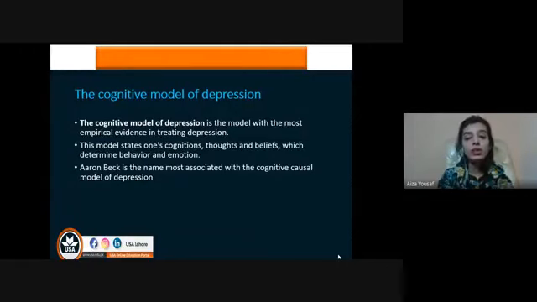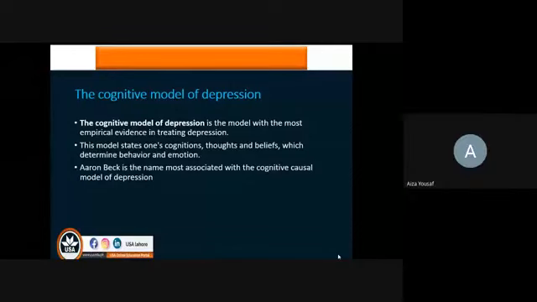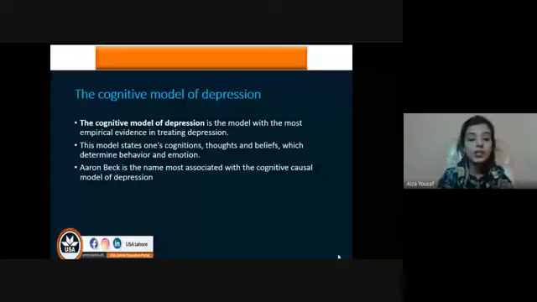Number one is the cognitive model of depression. It is the model with the most observed evidence in treating depression. This model is the most frequently used model for the treatment, as it states that one's cognition, habits, and beliefs determine behavior and emotion. So it directly targets the person's sentiments and anxiety, which tackles depression.